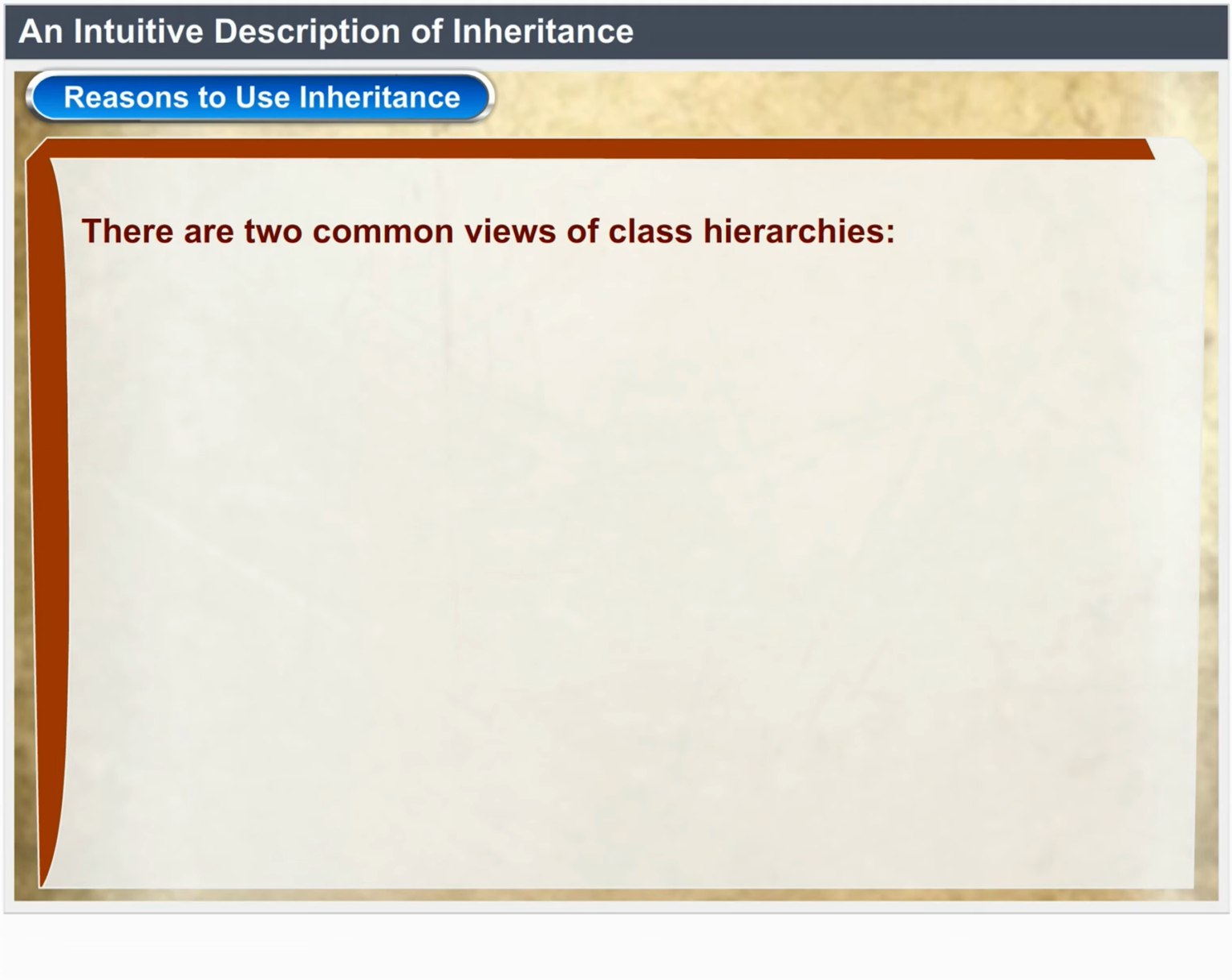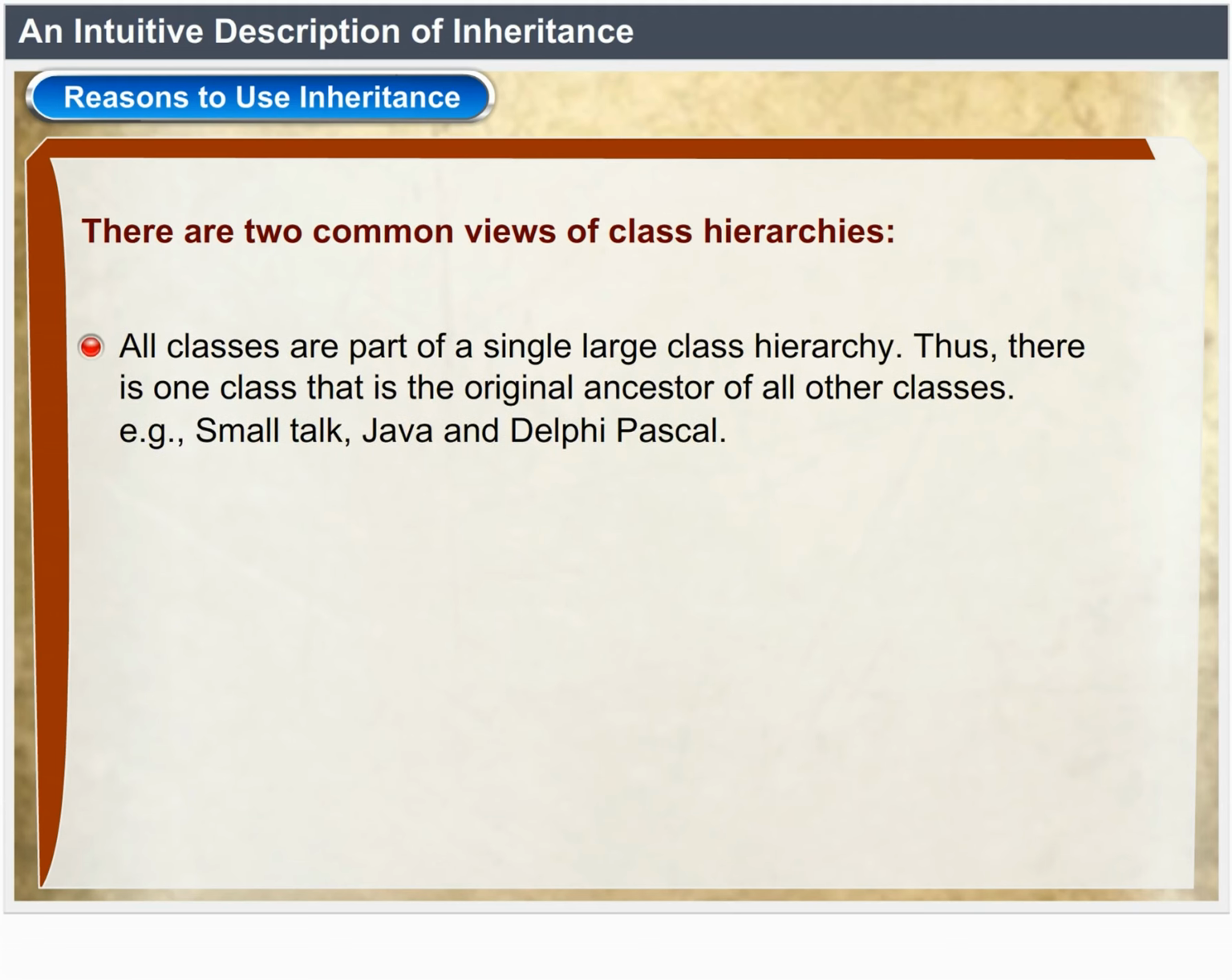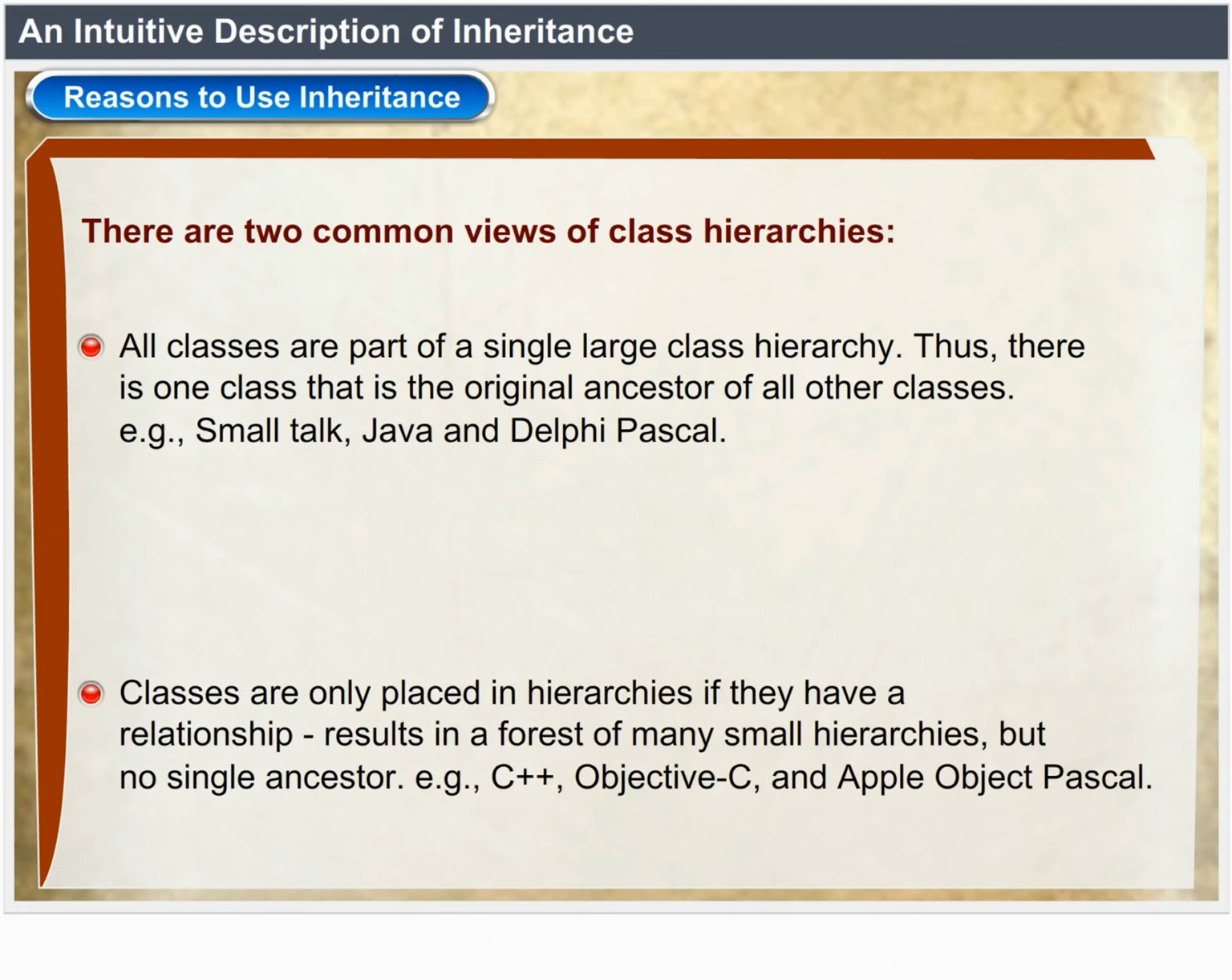There are two common views of class hierarchies. All classes are part of a single large class hierarchy. Thus, there is one class that is the original ancestor of all other classes. Example: Smalltalk, Java and Delphi Pascal. Alternatively, classes are only placed in hierarchies if they have a relationship. This results in a forest of many small hierarchies, but no single ancestor. Example: C++, Objective-C and Apple Object Pascal.